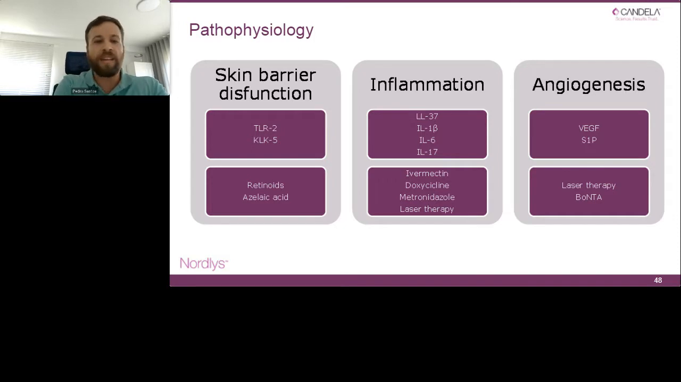mainly the IL-17 pathway. And here, laser therapy already has an important role. And at the end, the angiogenesis, mediated by VEGF and the neuropeptide S1P, that we can address with laser therapy and botulinum toxin type A.